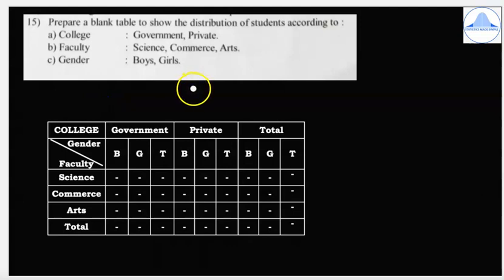So formulating a blank table is an important and sure question even in the final exam. So let us learn how to prepare a blank table. Question 15: prepare a blank table to show the distribution of students according to college, which is classified as government and private, faculty as science, commerce and arts, and gender, boys and girls.